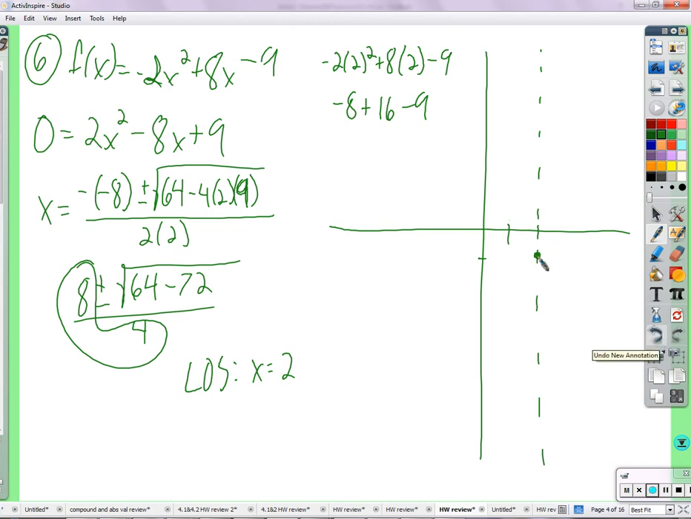So we just need to have some other points. How about over here on the y-axis? Plug in 0 for x. 2, 3, 4, 5, 6, 7, 8, and 9. Reflect it.